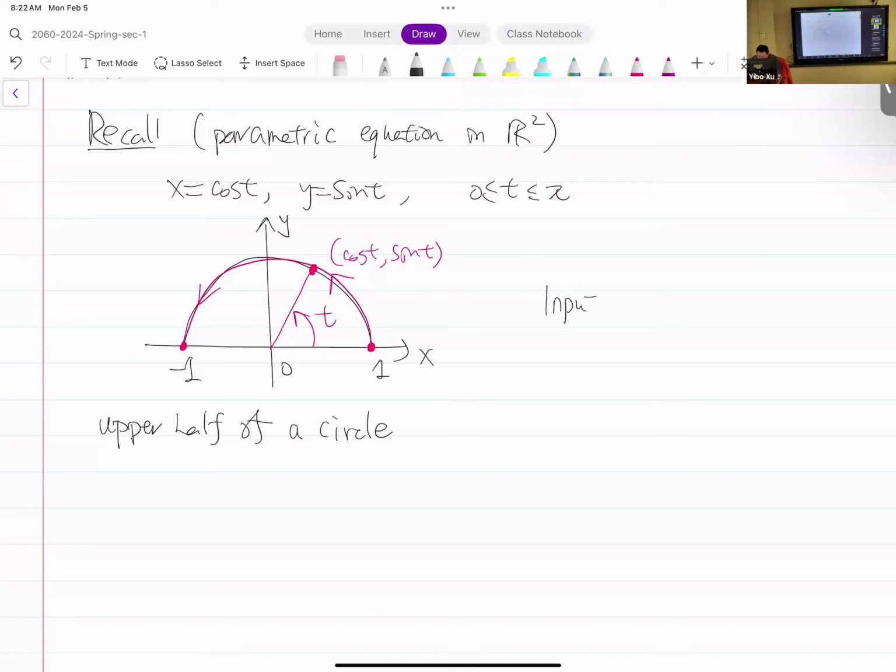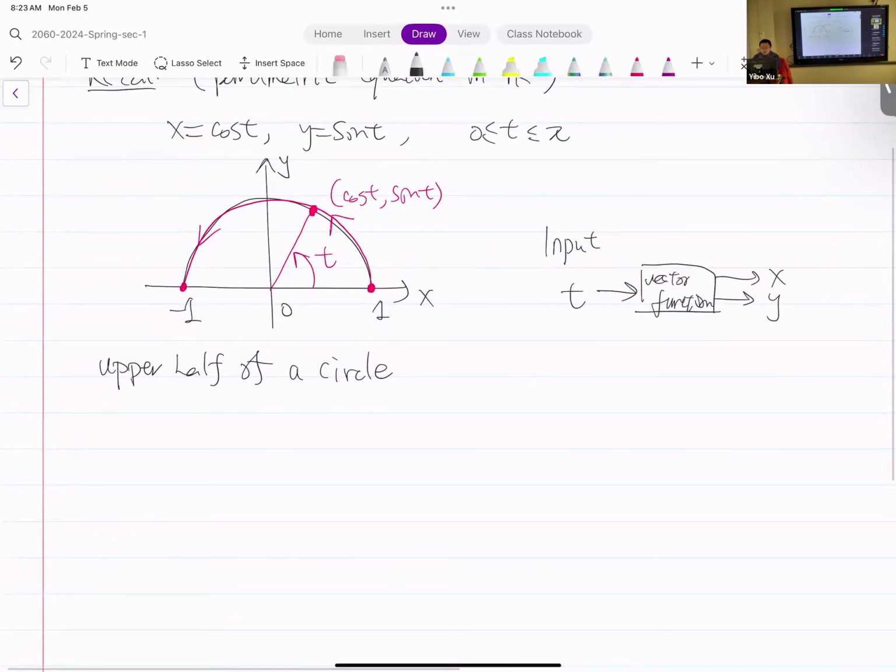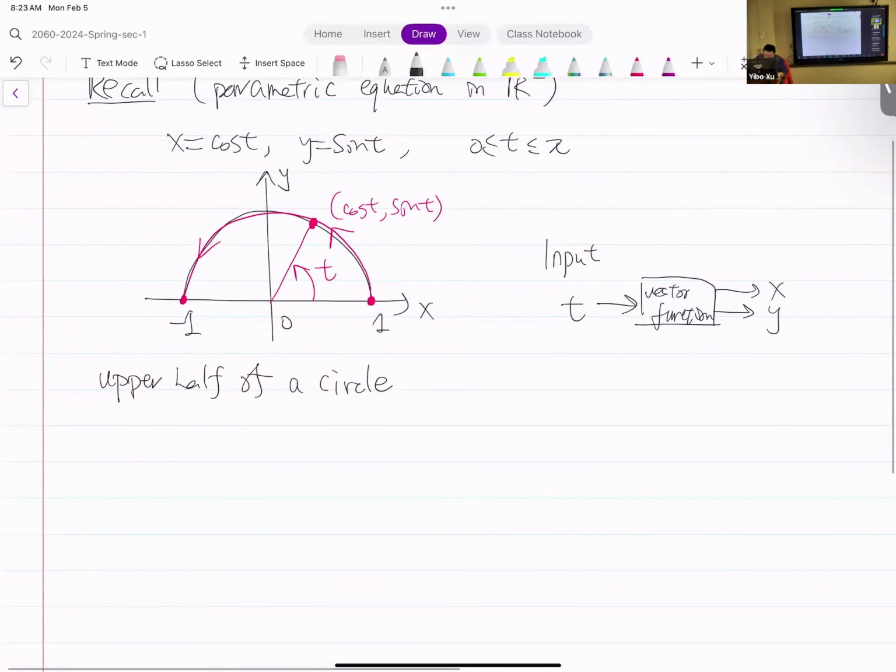We have input as parameter t, and we have some calculation method, which is our vector function. And eventually we have two coordinates, x and y. Okay? And in our situation here, x is computed by cosine of t, y is computed by sine of t. So this is what's called a vector function. So you input a parameter and you output a vector. Okay? But this is a two-dimensional case.